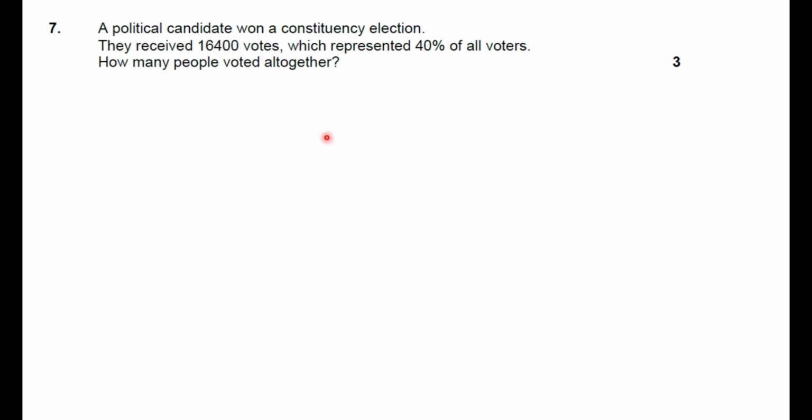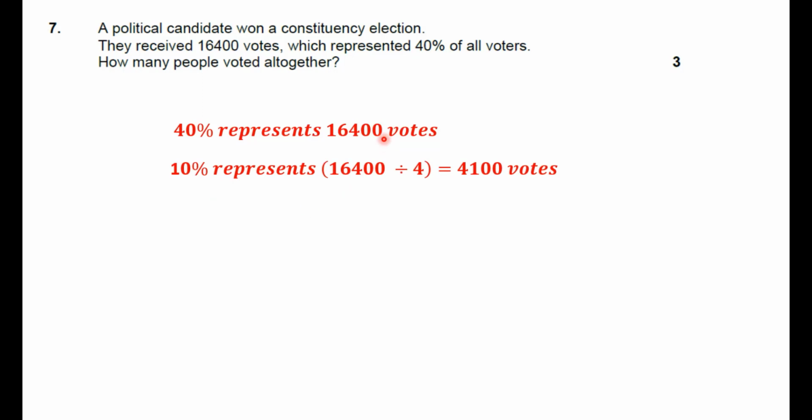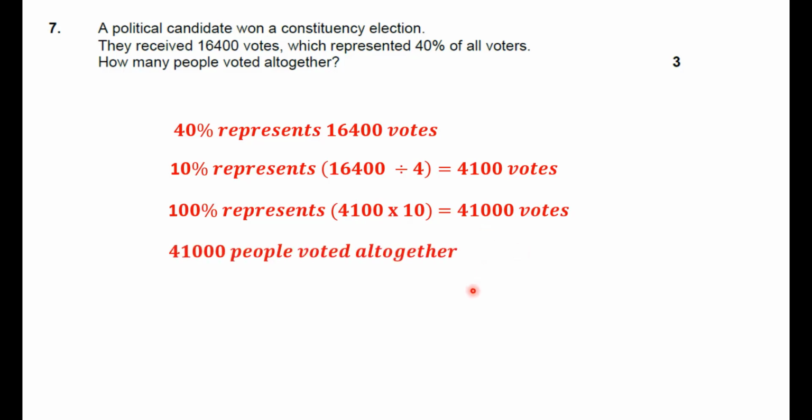A political candidate wins an election, and that's the votes they get, but that's only 40% of all the votes. How many people voted altogether? Well, 40% represents this. We can work out 10%. That's divided by 4, so divide this by 4 gives you 4,100. We want everybody, all the votes, so that's 100%. Let's multiply the last one by 10. So multiply the answer by 10, 41,000 votes. And there you go, 41,000 people voted altogether. Okay, question 8.